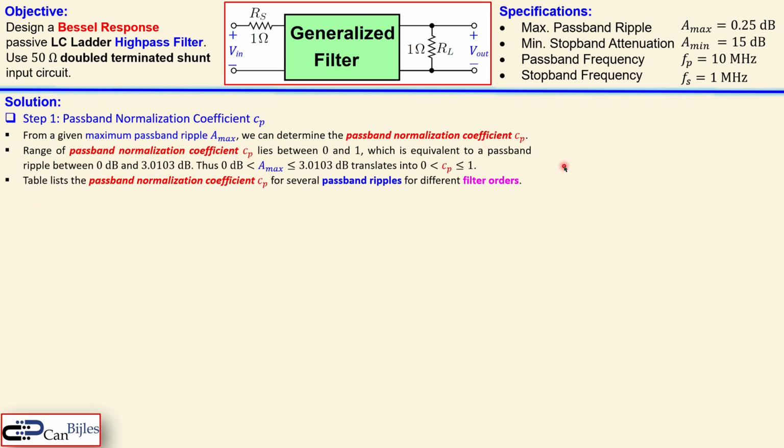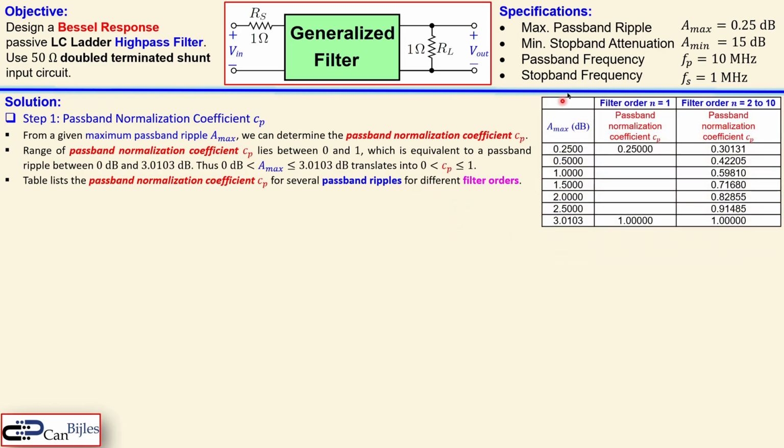Now the table we will show here shortly lists this passband normalization coefficient CP for several passband ripples and also for different filter orders. So this is actually shown here. In the first column you see the A max, so 0.25, 0.5, etc. You see here the first order and also the second order up to 10th order. So what you actually see is the following. It is 0.25 in our case, the A max, and we need to look in this row.